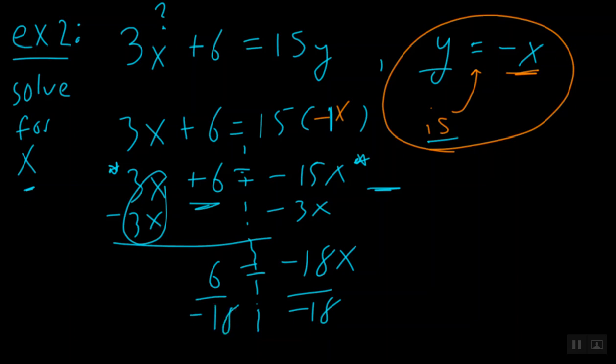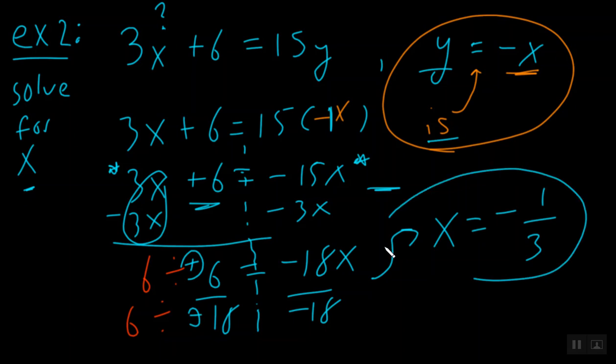6 and -18 can both be divided by 6. And so we can say, okay, well, you know what? Our answer will be x equals, I know that a positive divided by negative is a negative, and 6 divided by 6 is 1, and 18 divided by 6 is 3. Alright, we just solved for x. Pause the video, finish taking any notes. Let's move on to our third and final example.